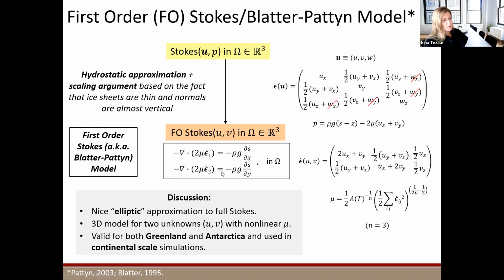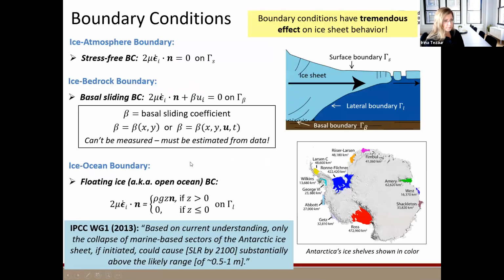And basically, this is a nice elliptic approximation of the full Stokes equations. You still have a 3D model. It now just has two unknowns, the two velocity components. You still have this nonlinearity in the mu. And this is actually considered to be a pretty high fidelity model. It's valid for both Greenland and Antarctica and can be used in continental scale simulations.